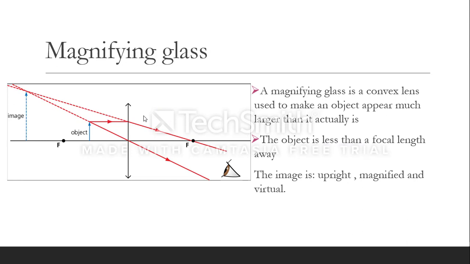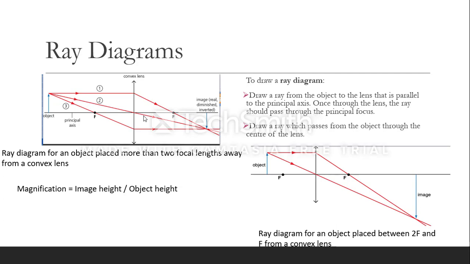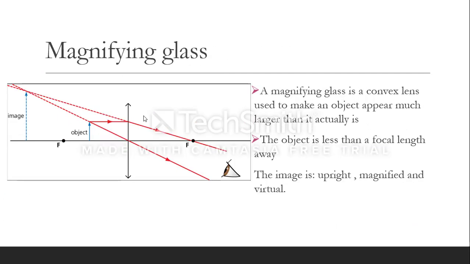Magnifying glass. A magnifying glass is a convex lens used to make an object appear much larger than it is. So for this image on the left, the object is less than a focal length away. The focal length of the lens is the distance between the lens and the principal focus. So the image is upright, magnified, and virtual.